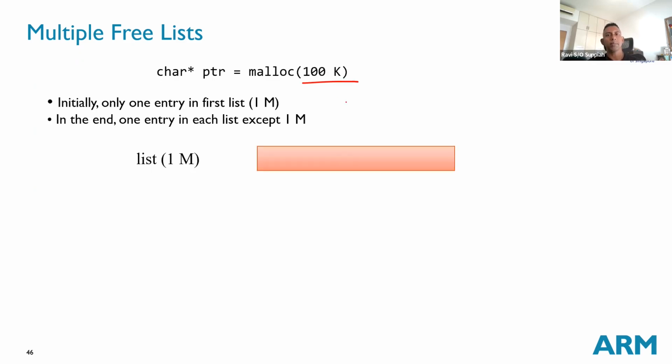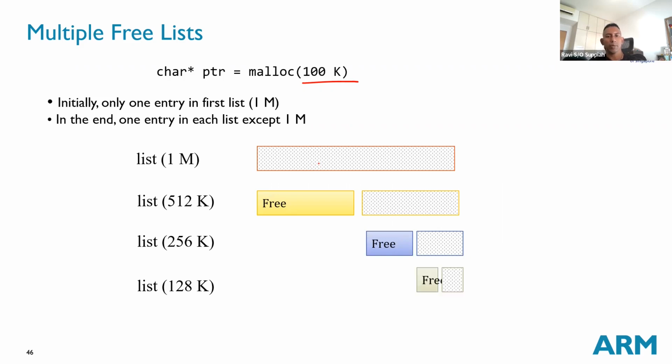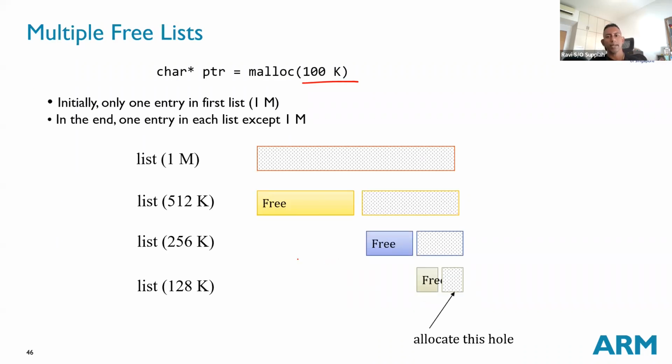In this example, let's say I request 100K of memory. Then this 1 megabyte will first be split into 512 and 512, then split again into 256, 256, then 128, 128, and out of one of the 128K blocks, I allocate one. You still have all these other blocks available that are free, so the next time there's another request, you can allocate or split some more, depending on the requirement.